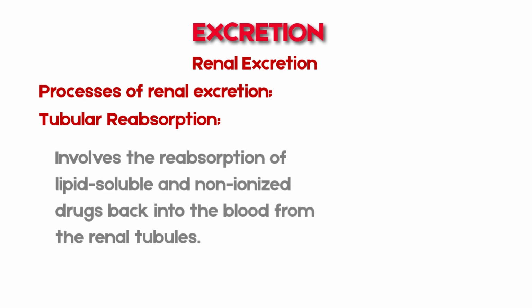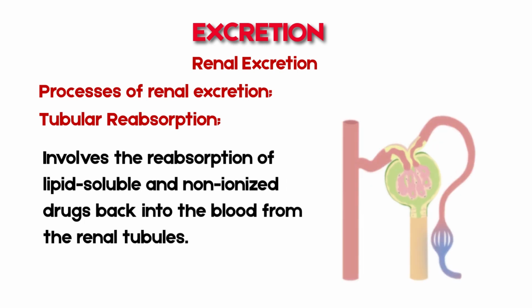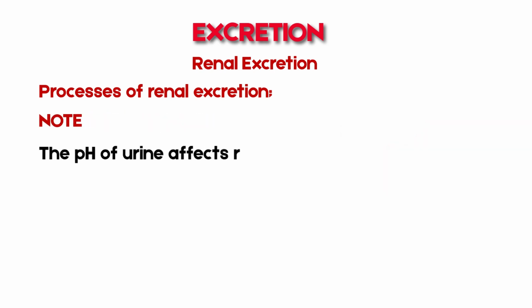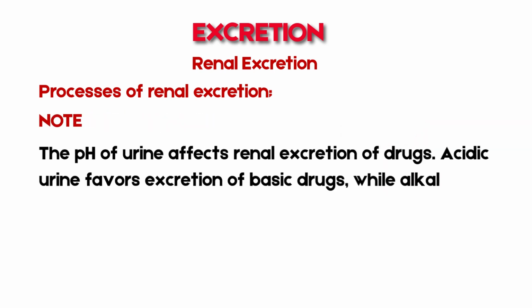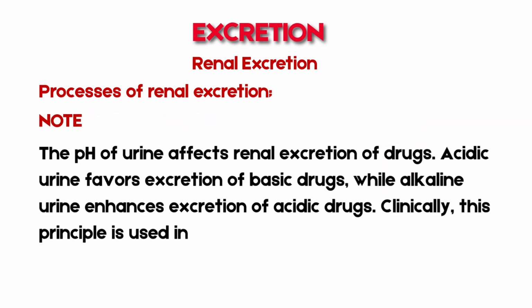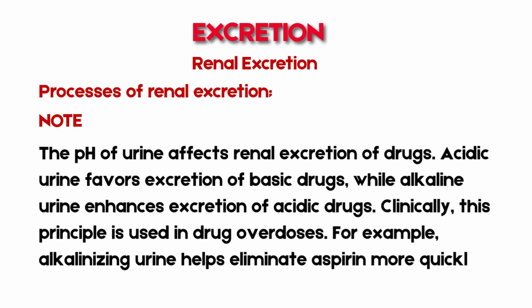3. Tubular reabsorption. Involves the reabsorption of lipid-soluble and non-ionized drugs back into the blood from the renal tubules. Note: the pH of urine affects renal excretion of drugs. Acidic urine favors excretion of basic drugs, while alkaline urine enhances excretion of acidic drugs. Clinically, this principle is used in drug overdoses. For example, alkalinizing urine helps eliminate aspirin more quickly.